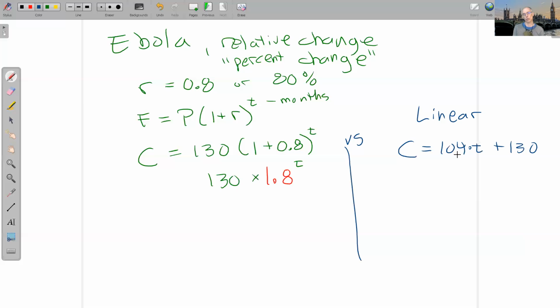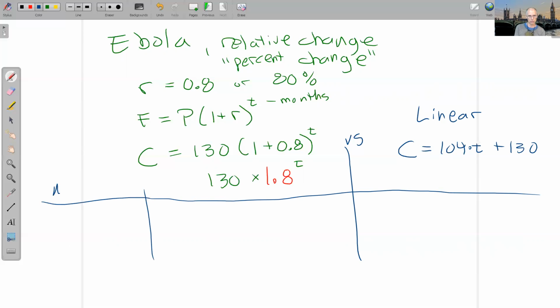And so then the next thing we're gonna do is we're just gonna kind of play around and plug some numbers in and see what happens. Like what happens 6 months later? What happens 24 months later? So let's put some of those in here. So I'm gonna make a table, months later. And we already know that 1 month later, there were 234 cases.